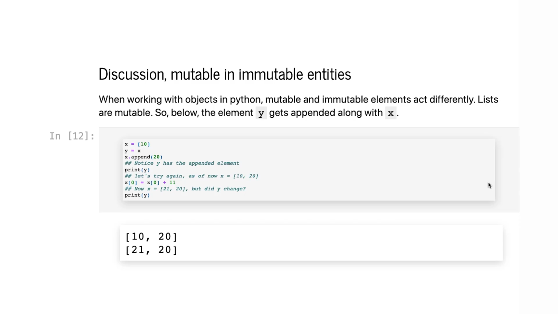So as of now, like it says in the comment, X is now 10, 20. We printed out Y, and that was true, but if you printed out X at that point, that would also be true. But let me add 11 to the 0th element of X. So now X is 21, 20, and if I print Y, I see that it is also 21, 20. Okay.